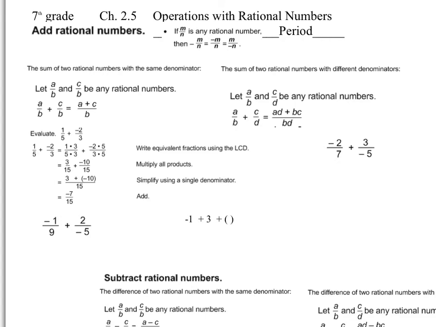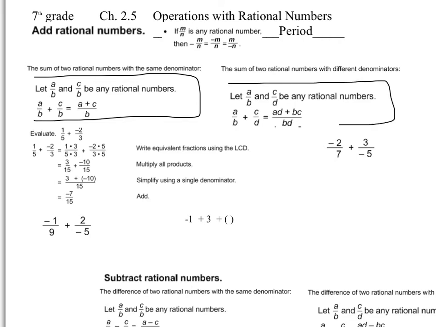Okay, so if you have two numbers, what this is showing you over here is that if you have two numbers with the same denominator, all you're going to do is add the numerators and keep the denominator. Now, over here, if you have different denominators, we have to find a common denominator and then move on from there. So I gave you an example right here, 1/5 plus negative 2/3.